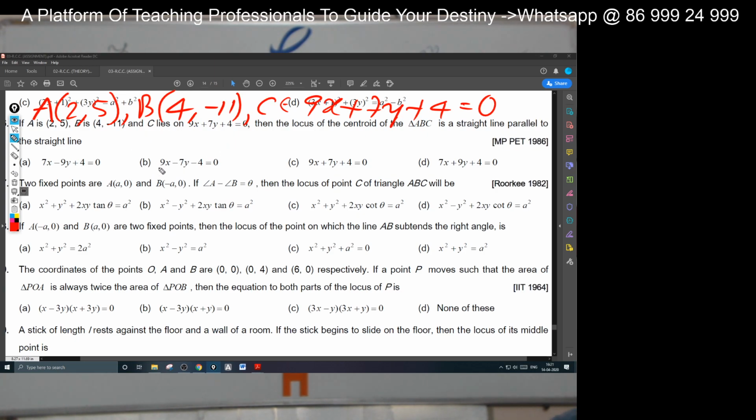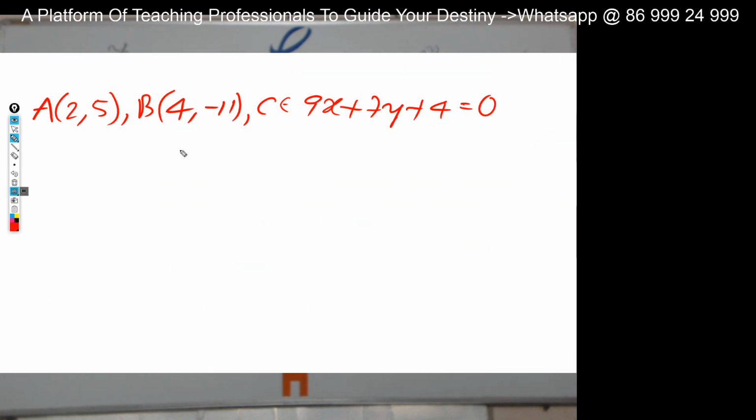That means their slopes must be equal. Is its slope 7 by 9, 9 by 7, minus 9 by 7, or minus 7 by 9? You have to find out the slope of the locus now. Now, to ease the problem, we will take x is equal to some t. Let us take x is equal to t.